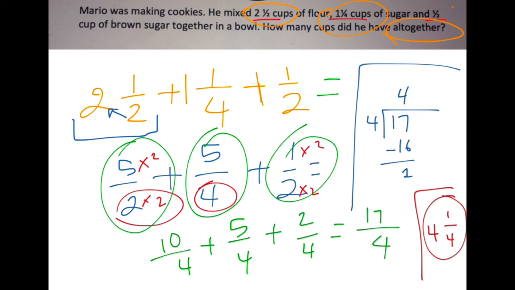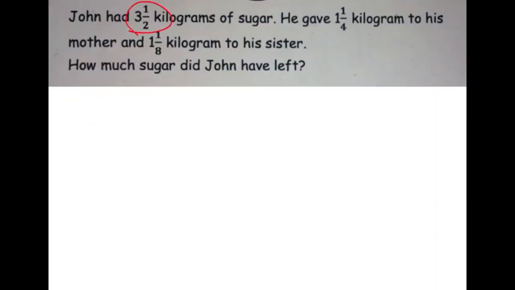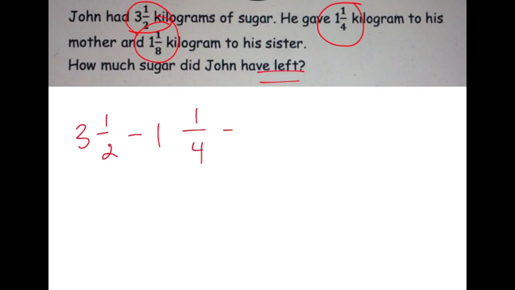It's all about addition. John has 3.5 kilos of sugar. He gave 1.25 kilos to his mother, 1 1/8 to his sister. How much does he have left? So that's a subtraction problem. What do you have left? There are several ways you can do this.